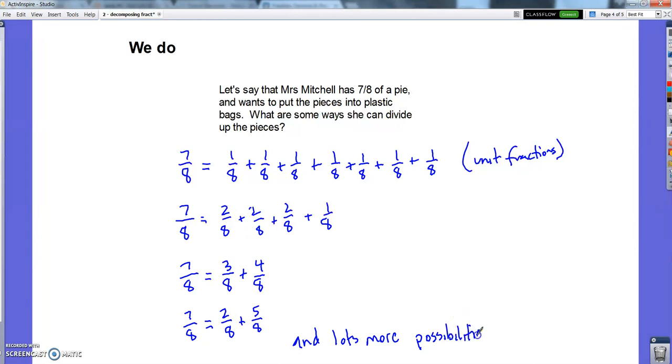So just a little extension of yesterday's lesson. I can take a fraction and I can decompose it into unit fractions, or I can decompose it in different ways. Once you've got this written down and you feel like you've got a good handle on it, you're all set.